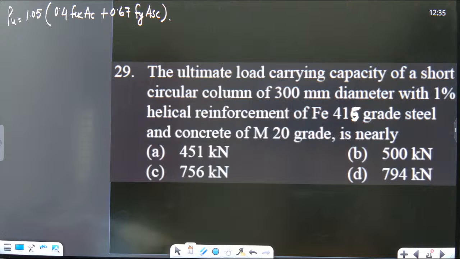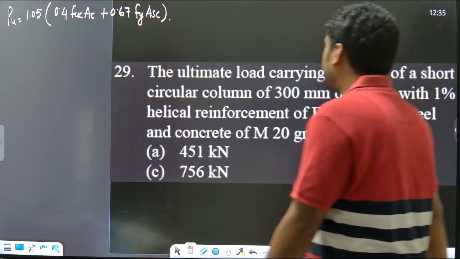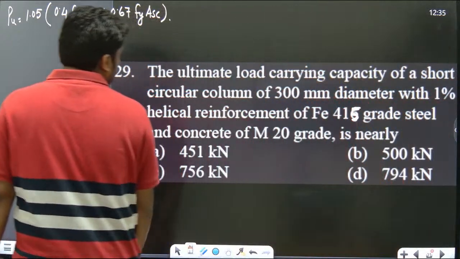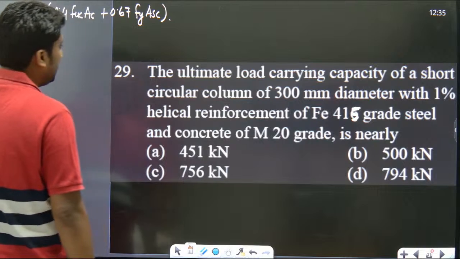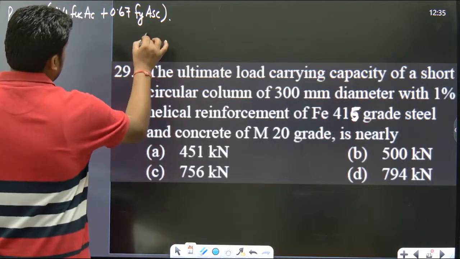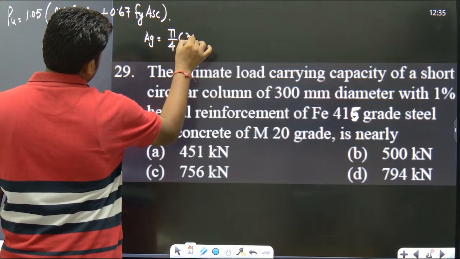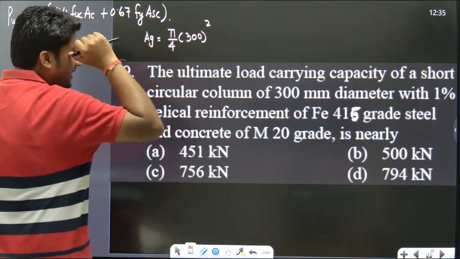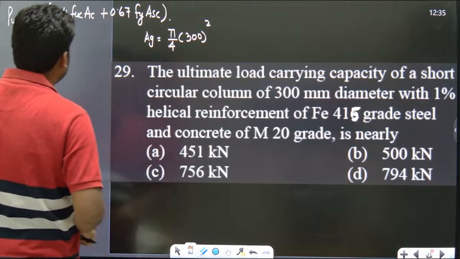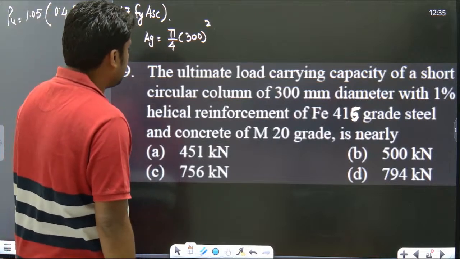Answer me, guys. You can use the virtual calculator. The ultimate load carrying capacity of a short circular column of 300 mm diameter. So what is the gross area? Gross area is nothing but pi by 4 into 300 squared, with 1% of helical reinforcement. Now what is the reinforcement? Reinforcement here is nothing but 1%.